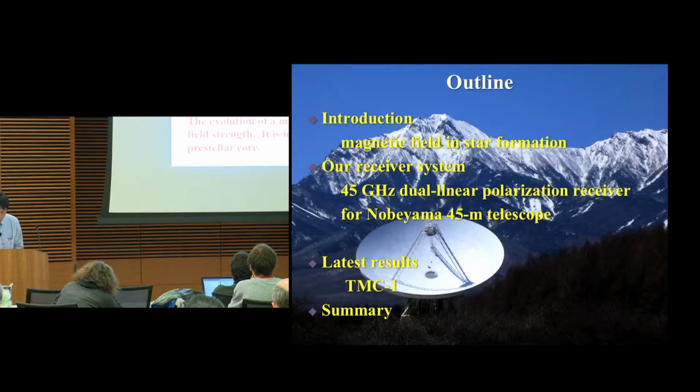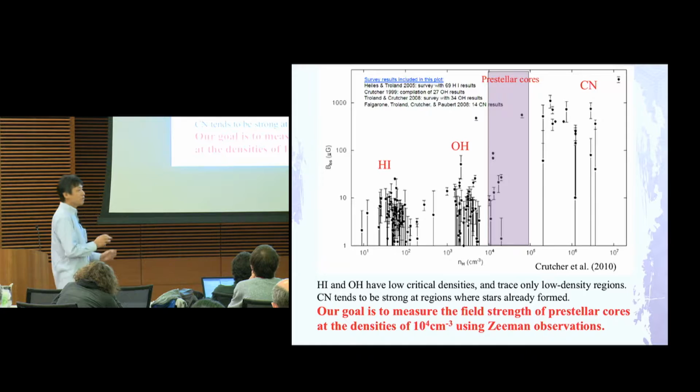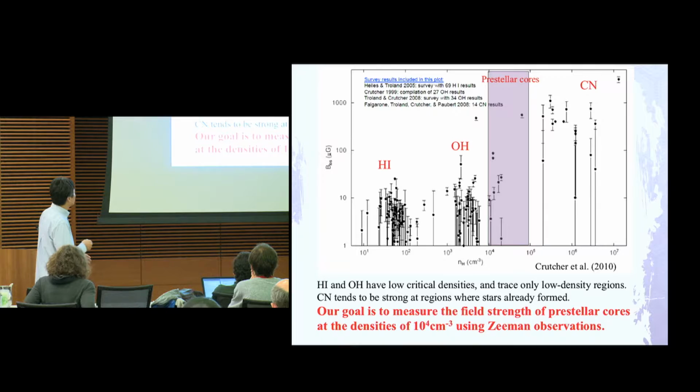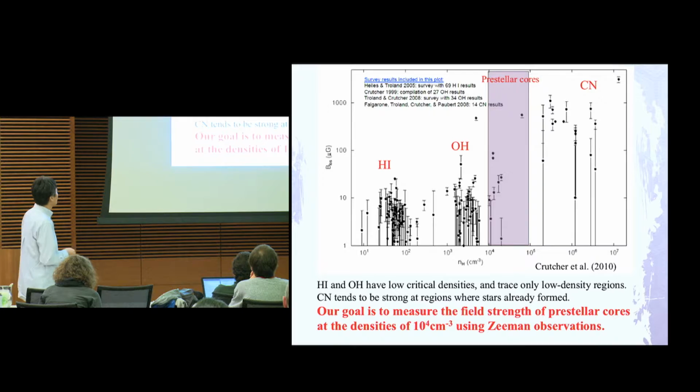What you see is a summary of the current Zeeman measurements. As you see, the previous observations were mainly done with H I and OH, but they trace only low density regions. But the typical density of prestellar cores is around 10^4 per cubic centimeter. Recently, CN Zeeman measurements were also done with the 30-meter telescope, but they trace much denser regions, and they tend to be strong, mainly at regions where star formation has already happened. So in this project, we want to measure the field strength in this density range using Zeeman observations.